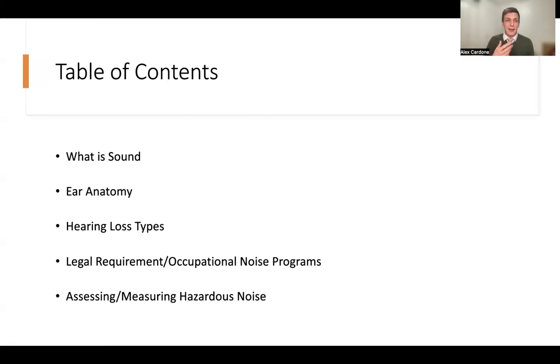And going into that, same thing, what are the different types of hearing loss that are important to know? In addition to that, we're going to be looking at occupational noise programs, specifically legal requirements that are based upon noise exposure, as it can be hazardous to our health, and then assessing and measuring hazardous noise.